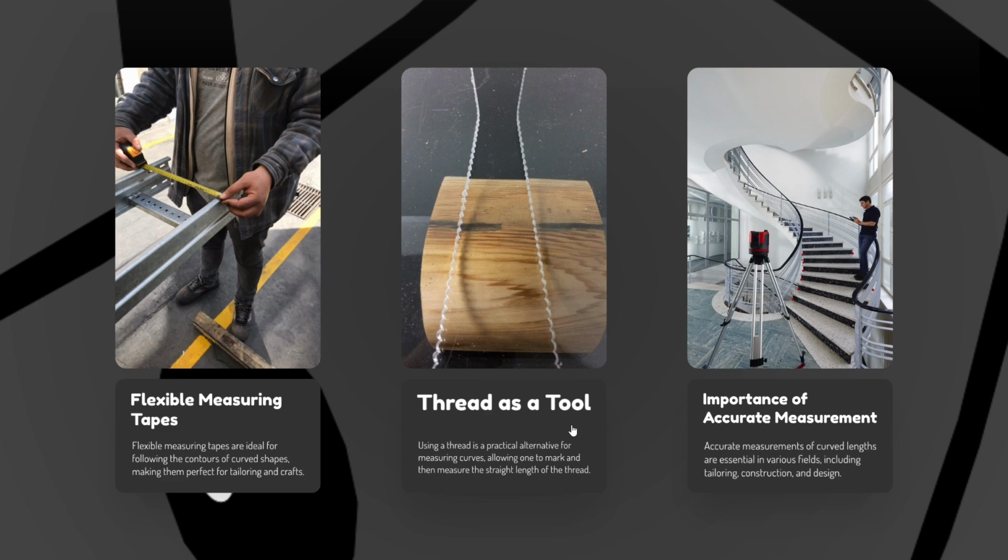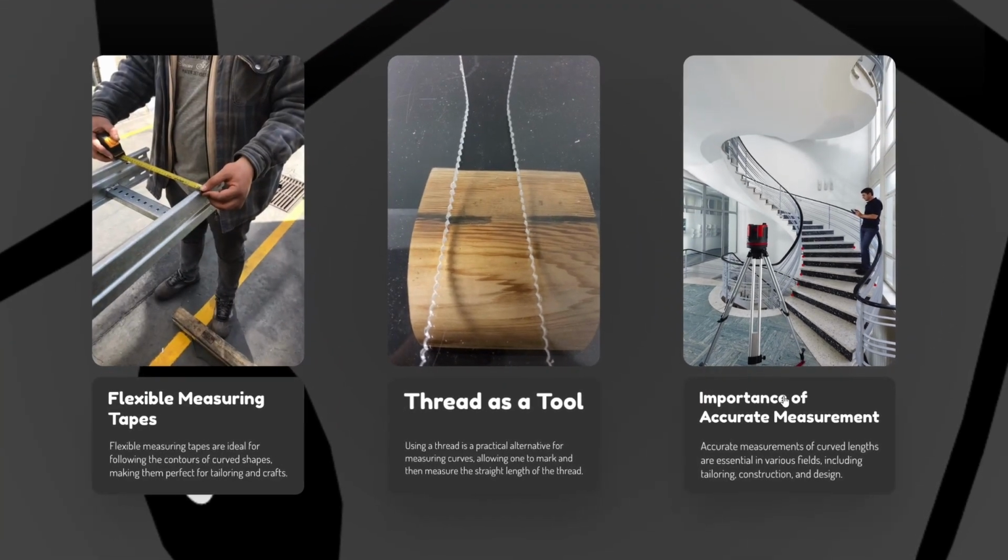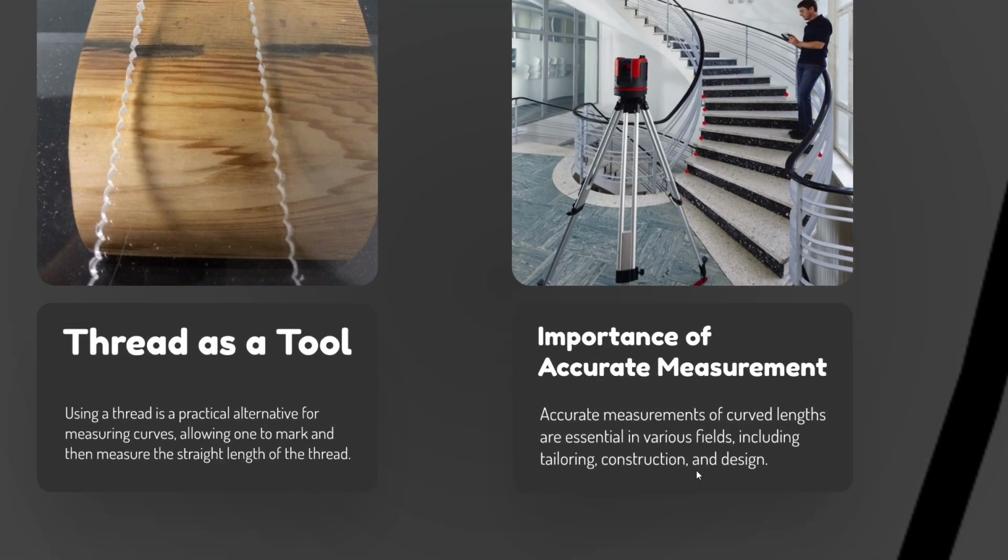Thread as a tool. A thread is a practical alternative for measuring curves, allowing one to mark and then measure the straight length of the thread. Okay, if we are trying to measure a curved object, we use a thread and wrap it around the curved surface. Now the measurement of the curved object is taken using the thread. Then the thread is taken and directly placed against a scale. Then we can find the length. Okay. Importance of accurate measurement. Accurate measurement of curved lengths is essential for various fields, including tailoring, construction, and design.